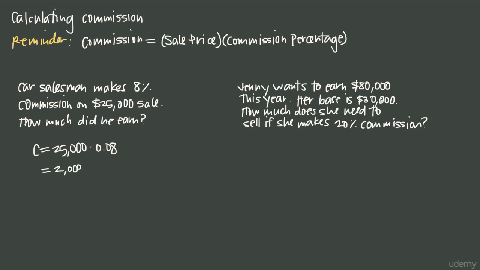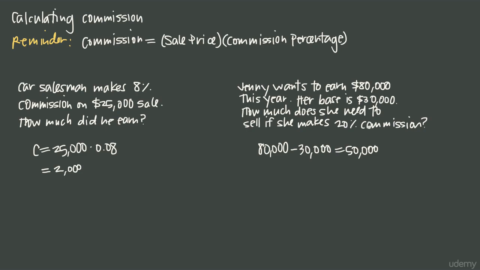So in this question, we're kind of flipping things around. We're saying Jenny wants to earn $80,000 this year. So she wants to make $80,000 this year, and her base is $30,000. So right away, we can see that she's going to want to make $50,000 in commission, because if her goal is to make $80,000 and she's only guaranteed 30 as part of her base salary, then that means that she's going to have to make $50,000 in commission to get her salary up to the $80,000 that she wants. So this is all going to have to be commission. So the question is, how much does she need to sell? How much product does she need to sell if she makes a 20% commission?